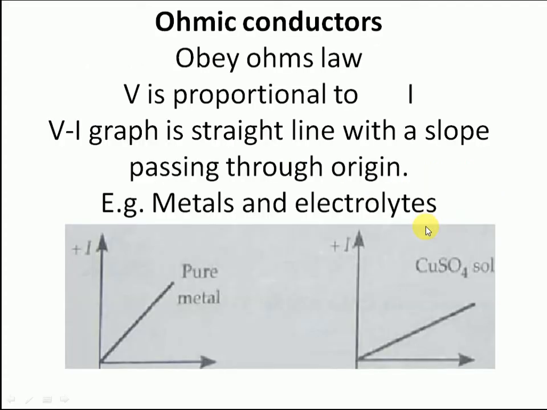Ohmic conductors, as we all know, obey Ohm's law, and V is proportional to I. That's why we get a straight line passing through the origin. This is for metals and electrolytes, they are ohmic conductors.